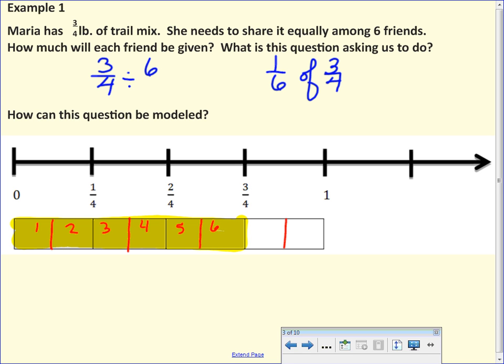Now let's take a look at the tape diagram. How many sections are there? There are 8 sections now. How many is each person going to get? How many 8ths is each person going to get? 1/8. So each person is going to get 1/8.